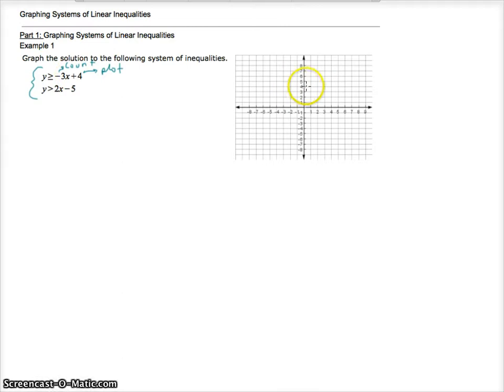So I want to plot the y-intercept of 4, and my slope is going to be down 3, right 1. 1, 2, 3, right 1. And now I'm going to graph it.